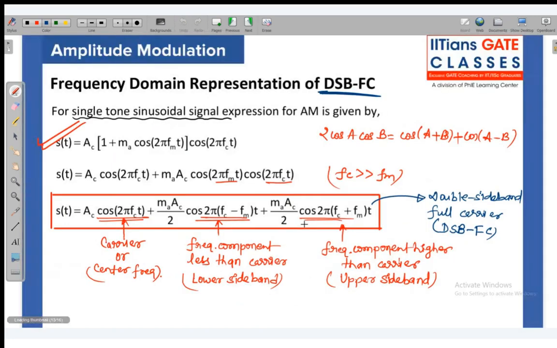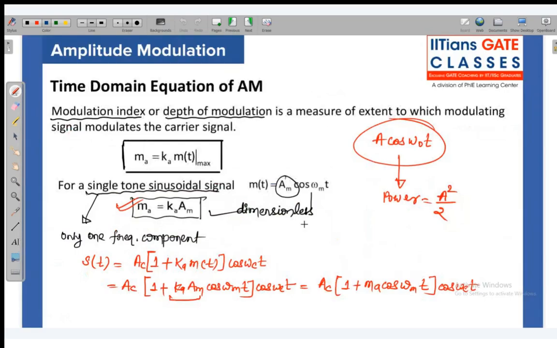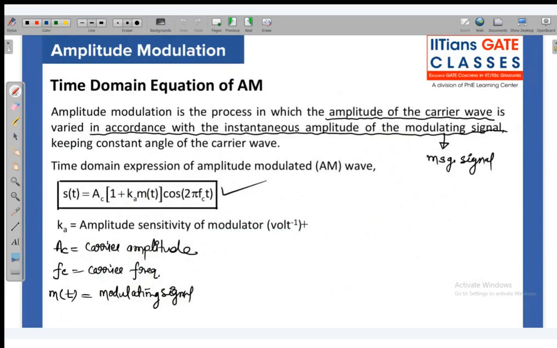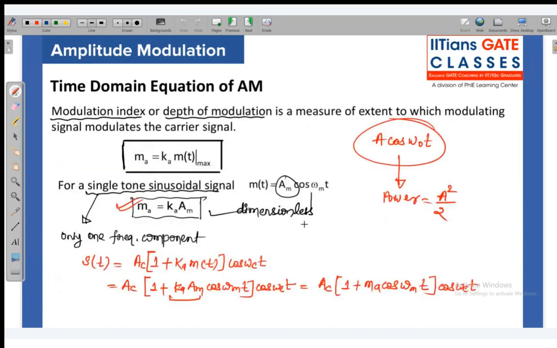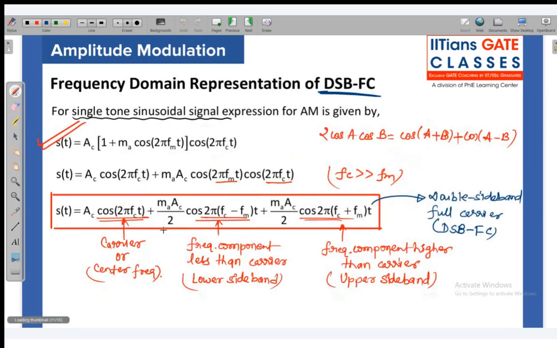So we have understood a very basic thing: if any amplitude modulated signal is given, the expression will be written in this form. Once we get the expression in this form, on comparing we get the different parameters like amplitude sensitivity, carrier amplitude, carrier frequency, message. And once we get all this, we can also calculate the modulation index. Extending our discussion to a single tone sinusoidal, if I take my message signal as Am cos omega m t, then our expression will be this.